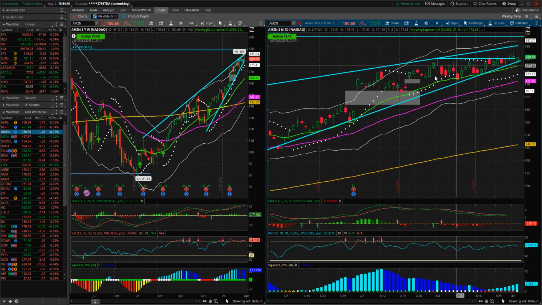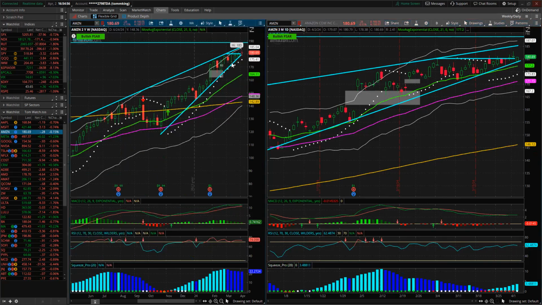Amazon, nice ascending triangle, but also a rising wedge. So a couple of competing patterns here. If this breaks to the upside, maybe we get a little bit more of a move until we get up to about here. And then who knows, if we break this rising wedge pattern to the downside, then I think this thing can fall decently here.